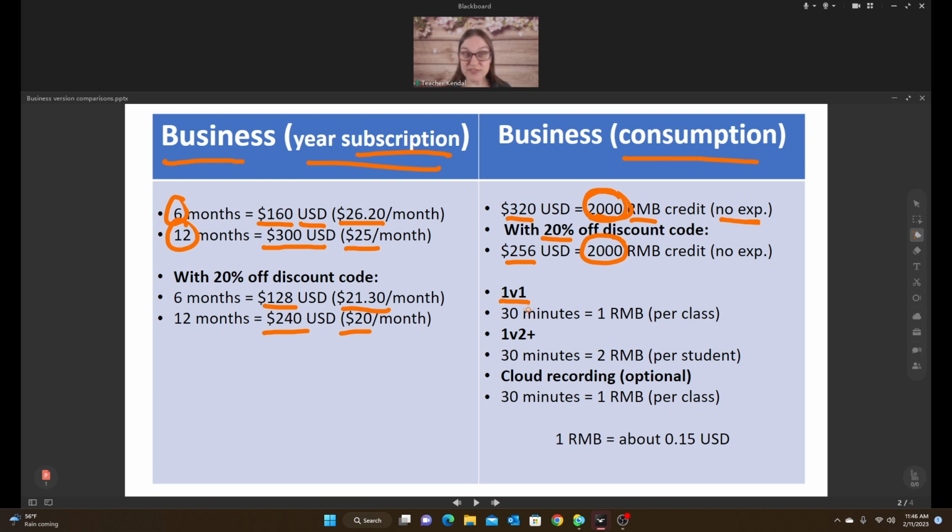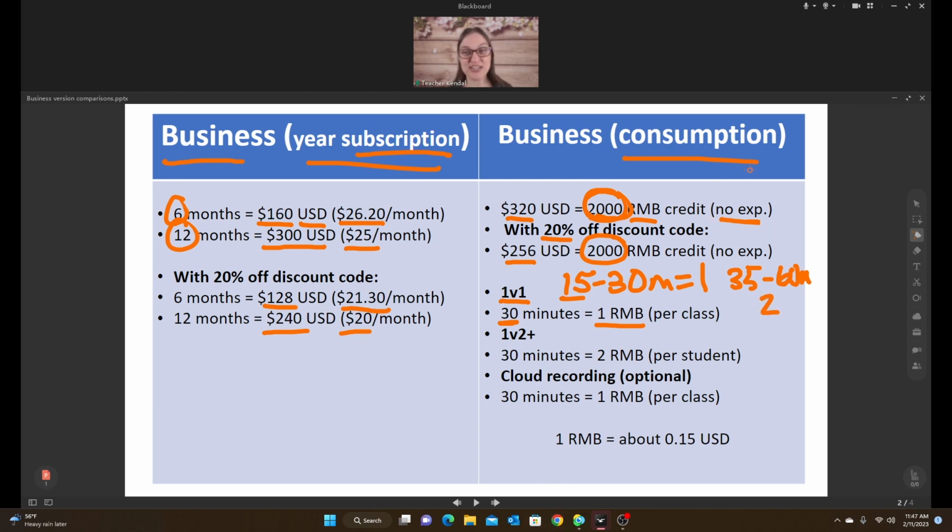So if you teach 1v1, for every 30 minutes, it's 1 RMB. That's per class because you only have 1 student per class. And this always rounds up to the nearest half hour. So if you teach 15 to 30 minutes, it's going to be the 1 RMB. And I say 15 because if your student doesn't show up before 15 minutes, you can leave and you don't get charged at all. So that's nice. If you teach 35, I say 35 because you can't set a class for 31, 32, 33. So if you teach between 35 to 60 minutes, it would just be double, 2 RMB.